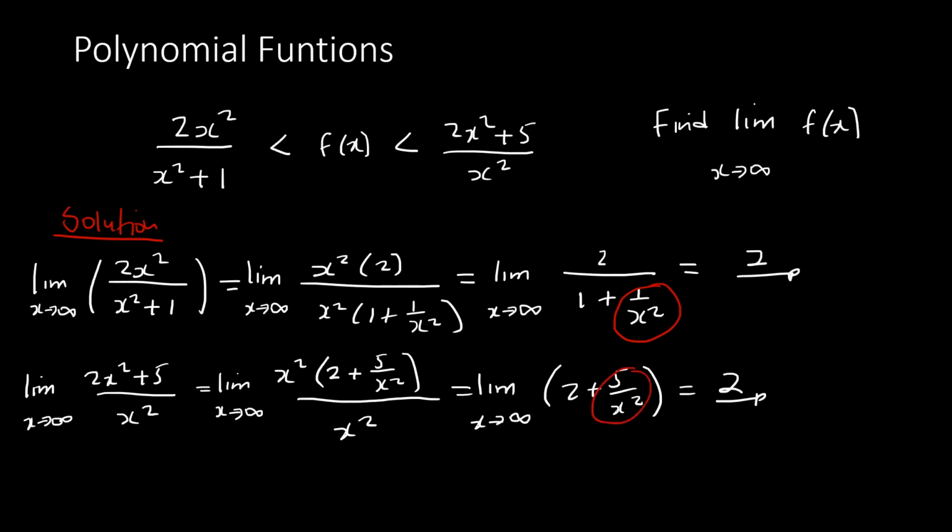So do you see these two limits are the same? Therefore it means the limit of f of x when x approaches infinity is also 2. So this is how you do it. You use the squeeze theorem. The squeeze theorem has another name, it's also called the sandwich theorem. It's like your function is sandwiched between two functions. So if those two functions are equal, it means everything is equal.